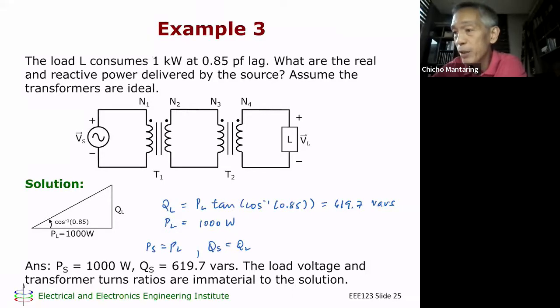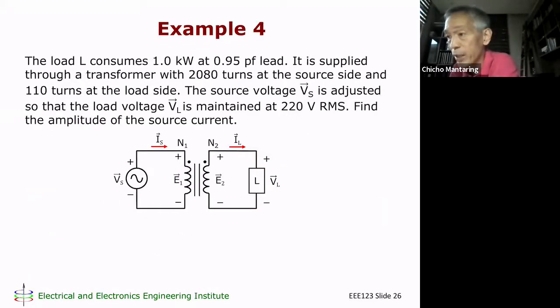I have some other examples, pero wala nang time. I have one more example. The load L consumes 1 kilowatt at 0.95 power factor lead. It is supplied through a transformer with 2080 turns at the source side and 110 turns at the load side. Maybe what I can do is just leave this up to you, because we might not have enough time. But actually, this is not that difficult a problem.